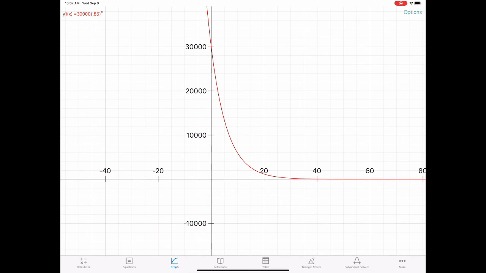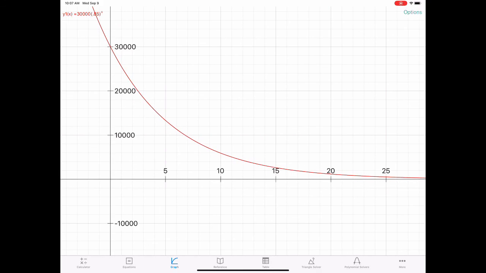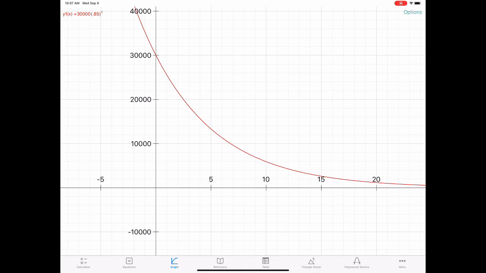And then it depreciates rather quickly. If I zoom in on just the x-axis, it starts at 30,000. By the time it gets to 5 years, the value of that SUV is not much over $10,000. And by the time you get to 10 years, the value of that SUV is just about $6,000. So you see the value of a vehicle depreciates very, very quickly.